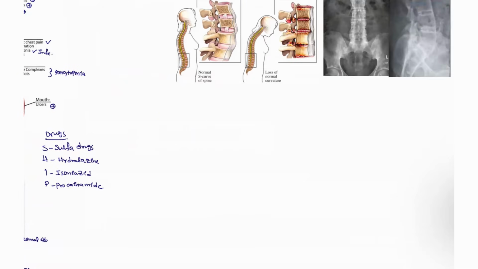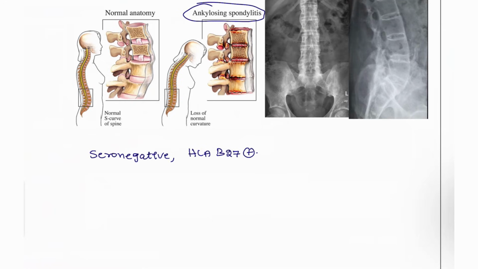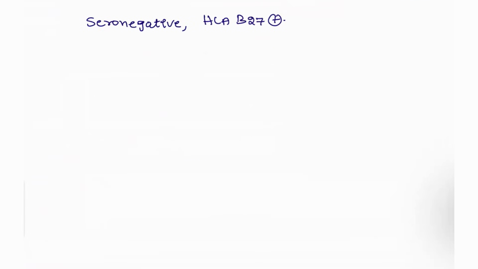Next, moving on to another autoimmune condition, ankylosing spondylitis. This is known for seronegative arthritis associated with HLA-B27 positivity. Okay, first thing that you have to understand. And who are the patients that are involved? Most commonly, it is going to involve males, those who are in their 20s and 30s.